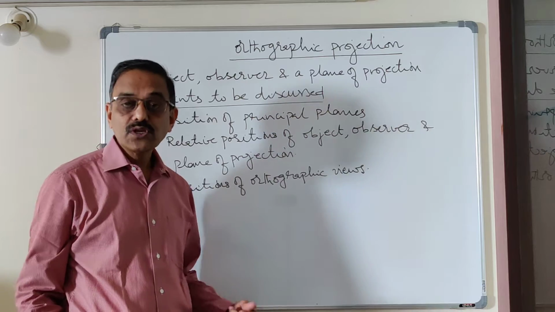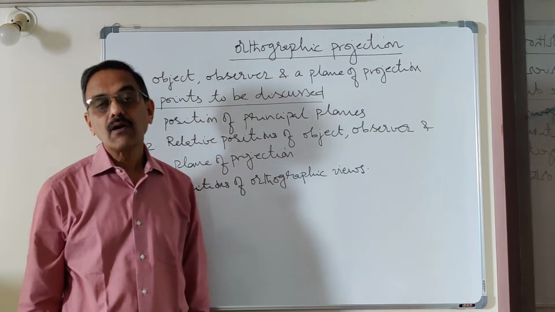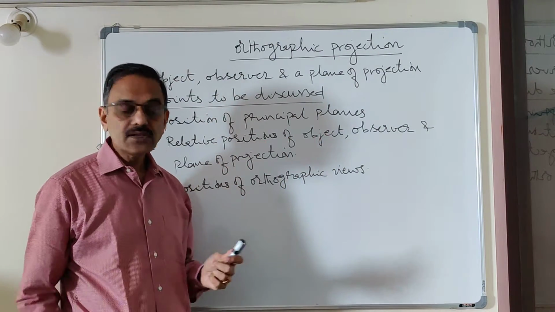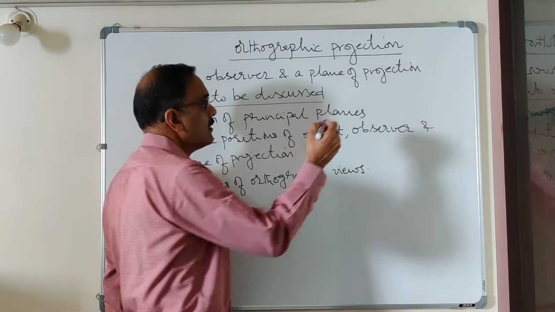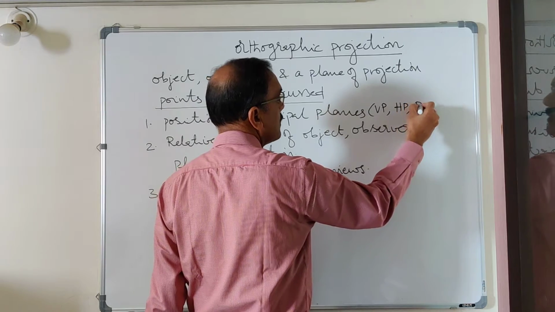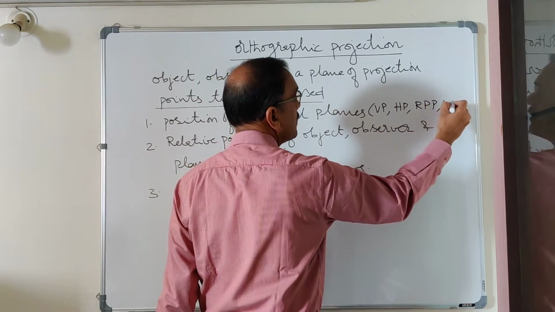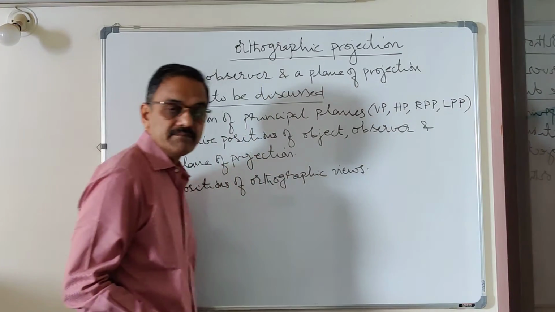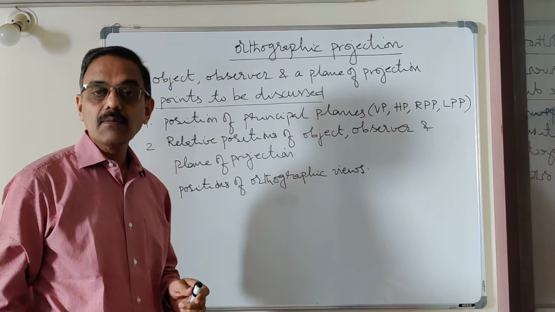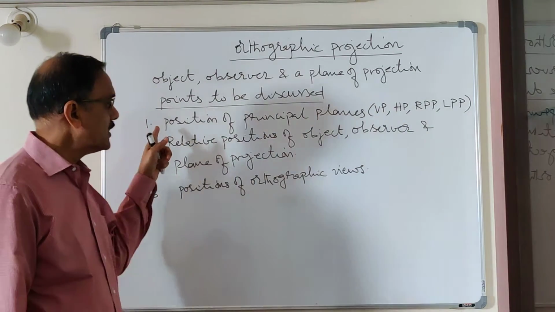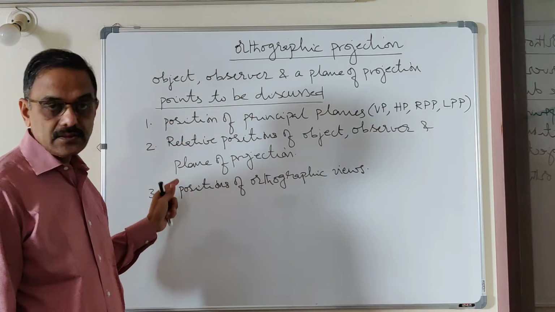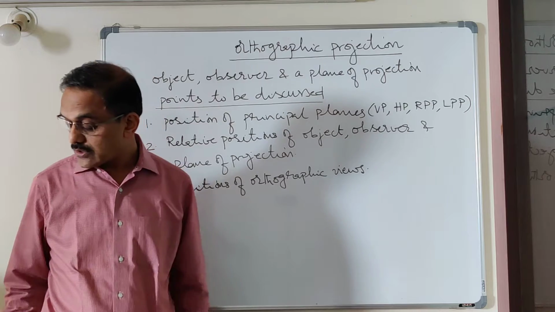All these planes are mutually perpendicular to each other and they are called principal planes. So what are principal planes? Principal planes are nothing but VP, vertical plane, HP, horizontal plane, RPP, right profile plane, and LPP, left profile plane. They are positioned mutually perpendicular to each other and they are called principal planes. This is the first point that we are going to discuss. Now before I move on to the other points, let me explain what orthographic projection is.